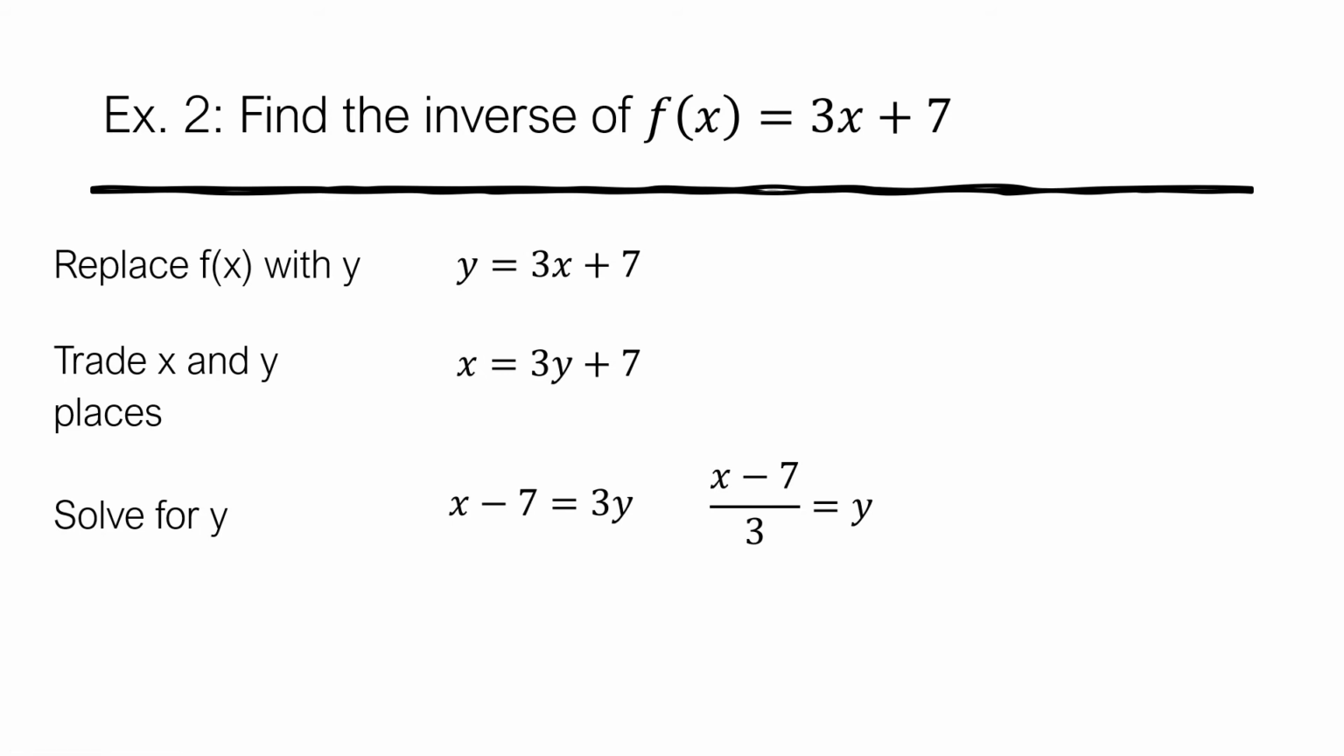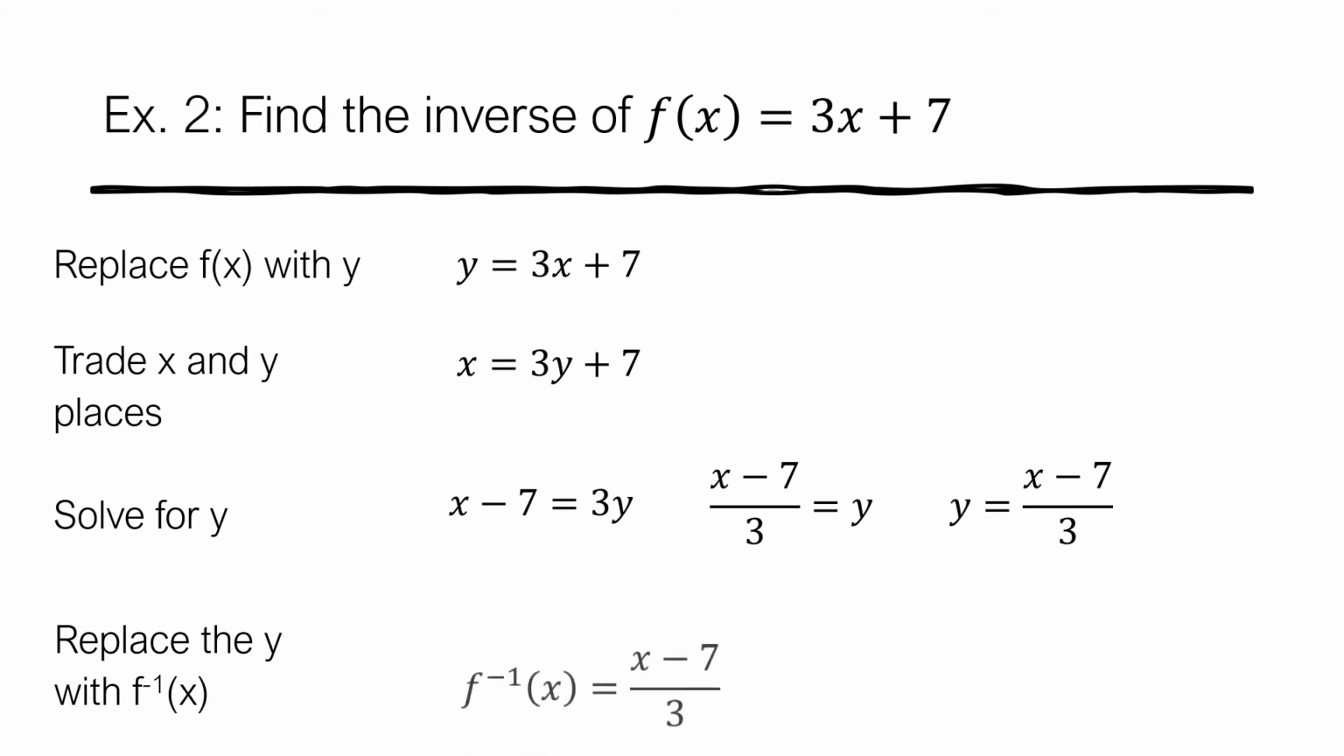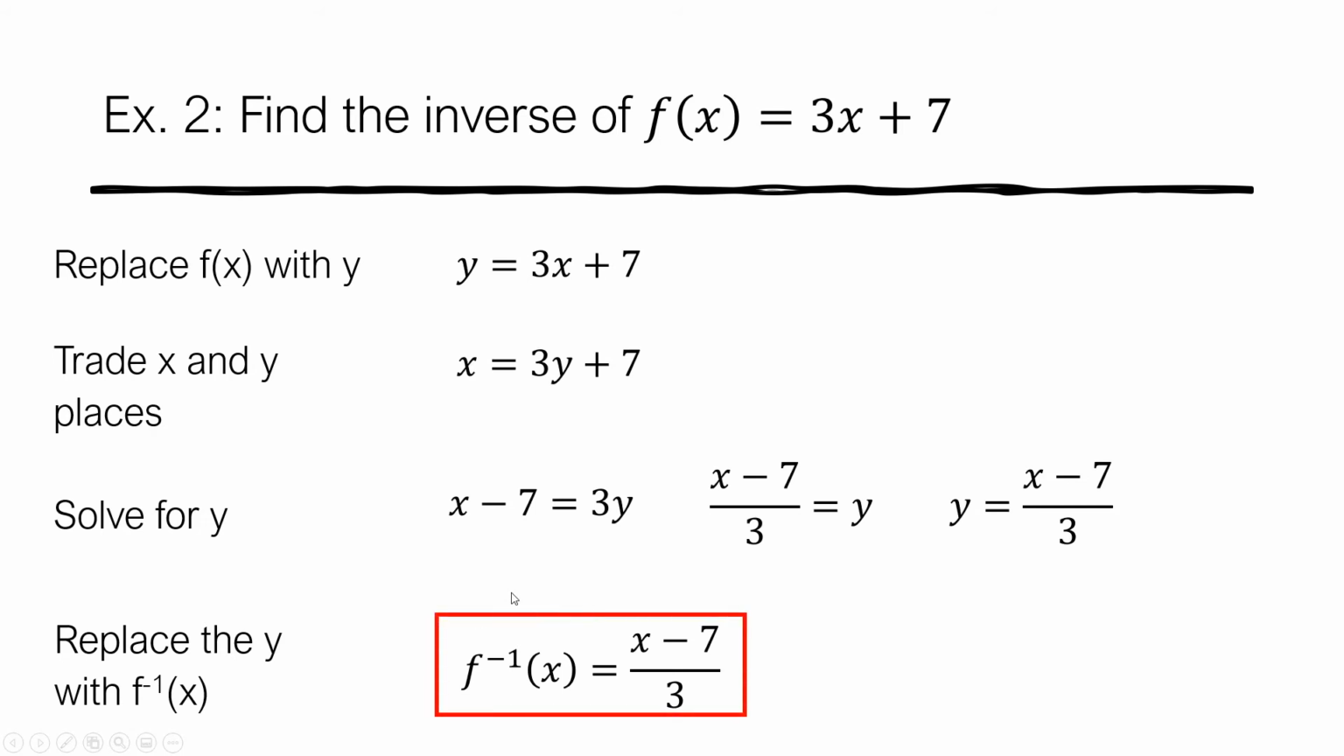So we just interchange their places. So we have y equals x minus 7 over 3. Now, for the last step, we just replace y with f raised to negative 1 of x. So we just replace this y with this one. And that's our final answer.